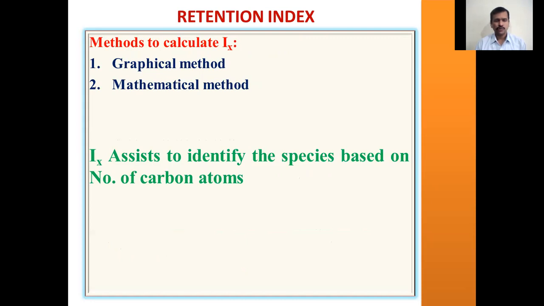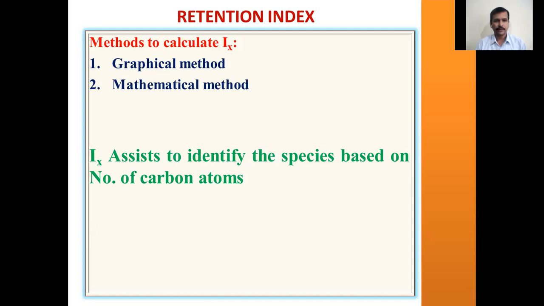So what is the use of this determination of retention index? It helps to identify the species based on the number of carbon atoms. So the retention index value will help us to judge how many carbon atoms are present in that. Based on that, we can compare the retention index with any standard, and we can assume whether this particular compound is present in the sample or not.